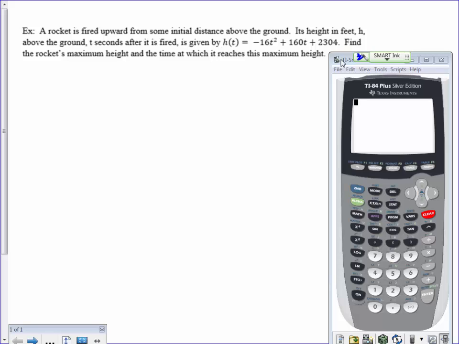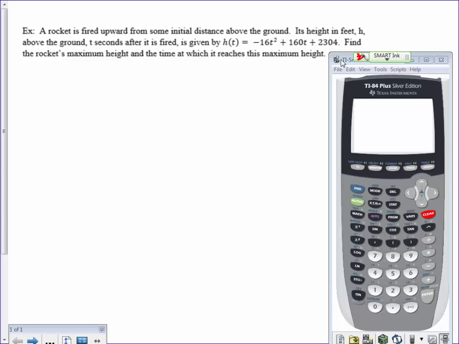This question says that a rocket is fired upward at some initial distance above the ground. Its height in feet h above the ground, t seconds after it is fired, is given by this function. Find the rocket's maximum height and the time at which it reaches this maximum height.